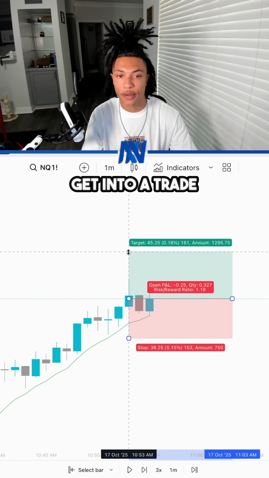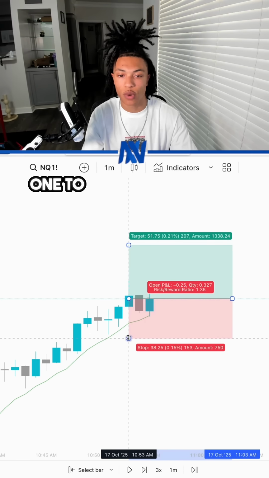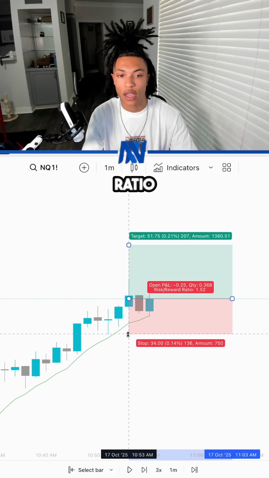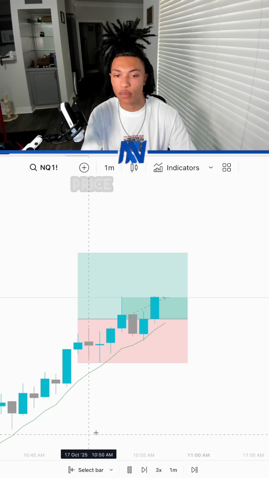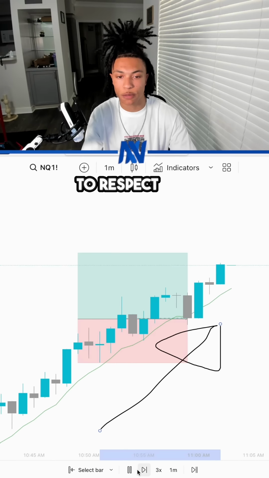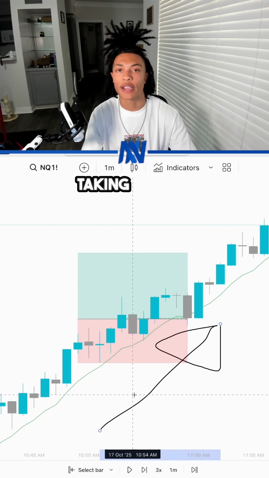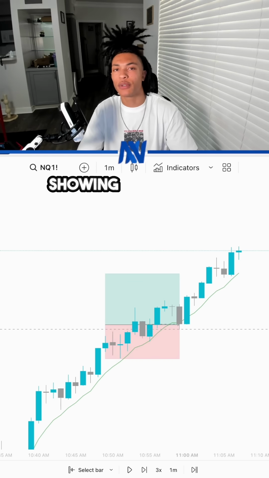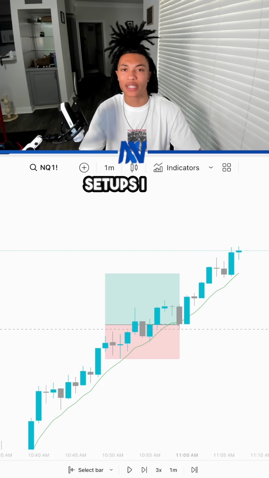Now that we can get into a trade, we're just going to target a nice 1 to 1.5 risk to reward ratio, and we're just going to let the trade play out. And as we can see, price continued to the upside and continued to respect this 8-EMA, and we ended up taking profits.